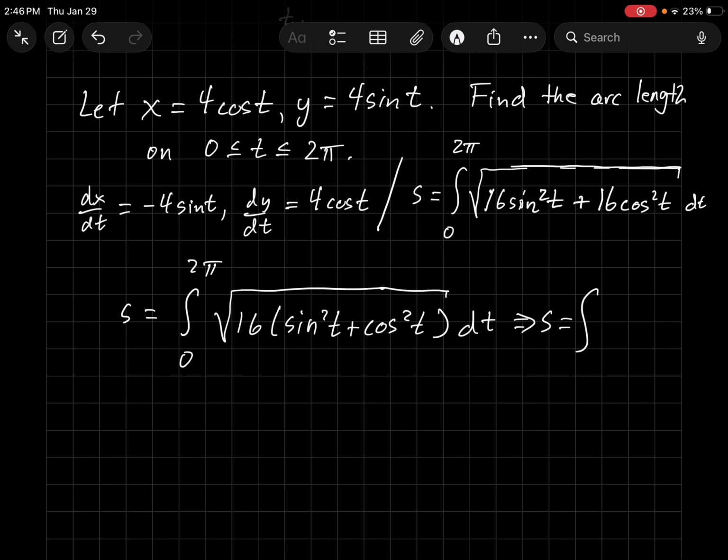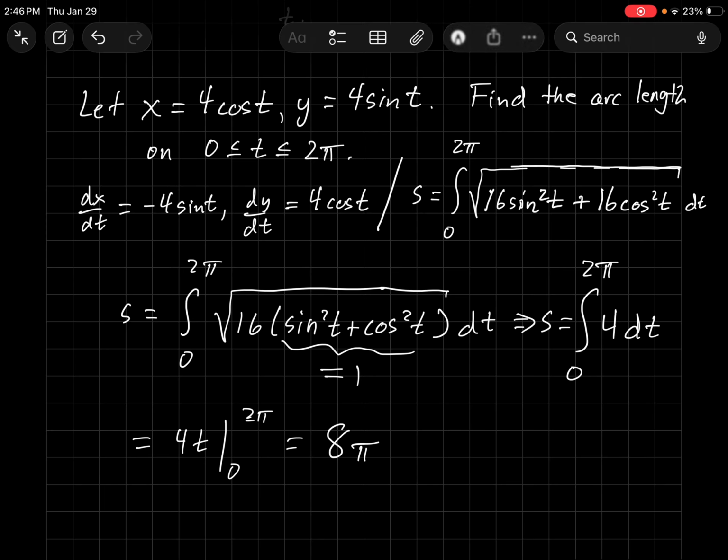So our arc length is the integral from 0 to 2 pi of 4. Right, because sine squared plus cosine squared equals 1, and the square root of 16 is 4. So we get 4t from 0 to 2 pi, which equals 8 pi.